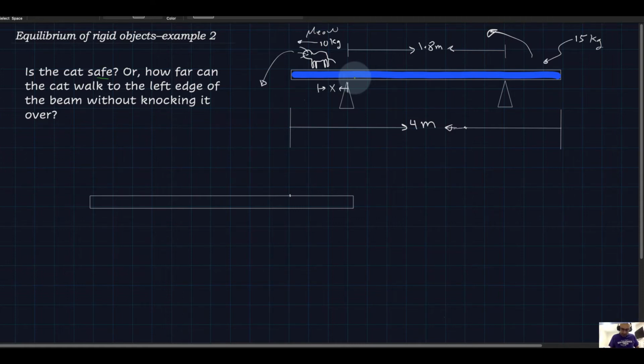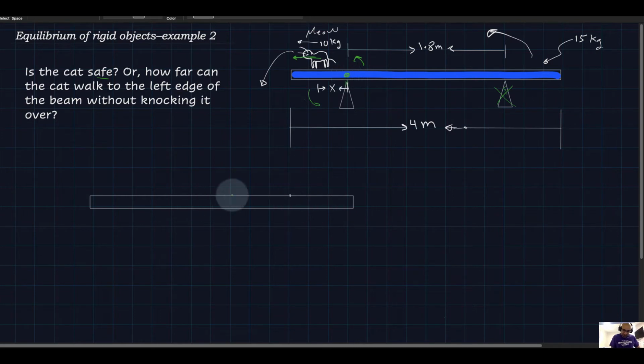There are many ways to do it, but the best way to understand is that if the cat keeps going this way and it destabilizes the beam, this means that the cat will lift up the other side of the beam such that it's not touching this fulcrum anymore. So it's like this fulcrum does not exist. This is the only fulcrum that the beam is going to rotate about. So this will be our axis of rotation.